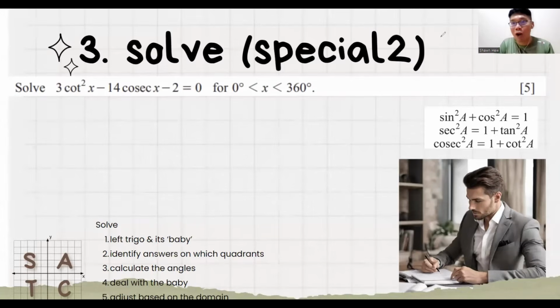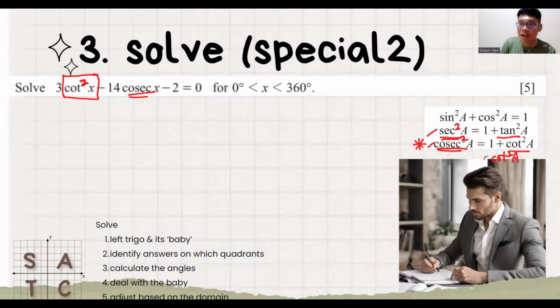Okay, next we go to the part where we need to use the second and third identities. When you see secant square or cosecant square, with a square and a relationship with tangent square or cotangent square, then you need to use this. For example, this question gives you cotangent square paired with cosecant. Can you see it actually fulfills this relationship? So cotangent square is cosecant square minus 1. Agree? So we just substitute in here.